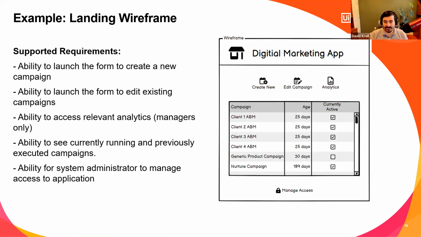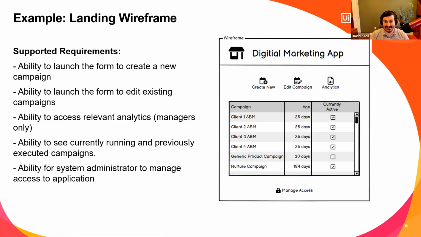So to build this app, for example, maybe we need to separate it into several different wireframe pages to break it down. So here, for example, we may want to have a landing page that supports the ability to create new campaigns, edit existing campaigns, see relevant analytics if we are a manager, see running and previously executed campaigns, and maybe a button there at the bottom to manage access to the application. So, using the wireframing tool, you can see how I personally would approach this design.